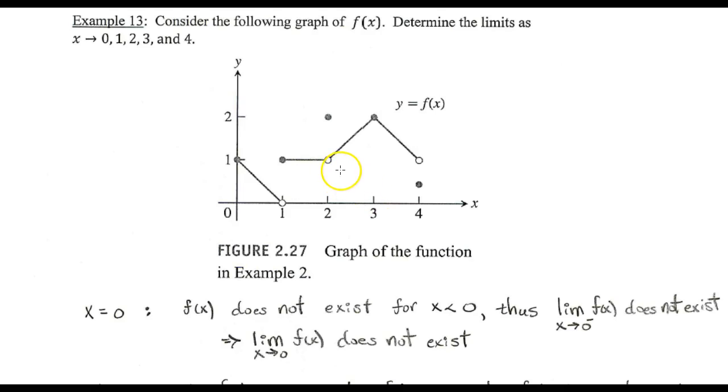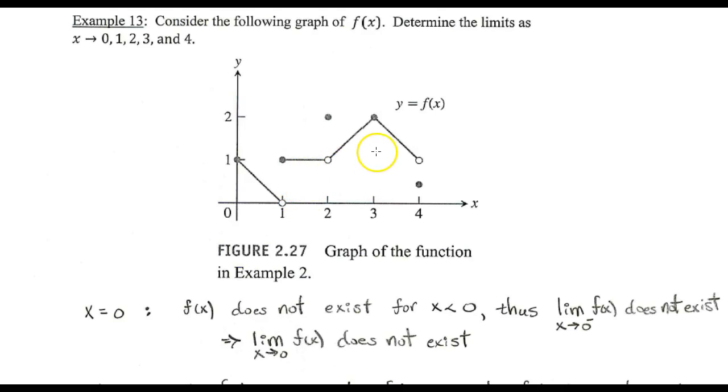What about 2? As x approaches 2 from the left side of 2, the function itself looks like it's approaching and staying at 1. Don't worry about what it is exactly at x equals 2. We don't care. We want to know what it looks like it's approaching. As x approaches 2 from the right side, the function is coming down and it looks like it also approaches 1.